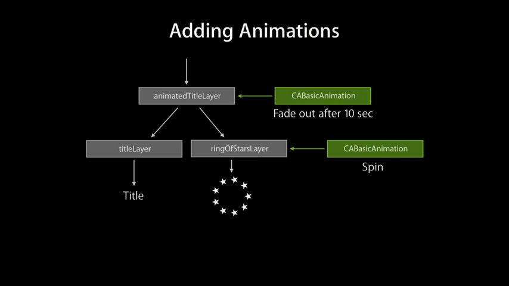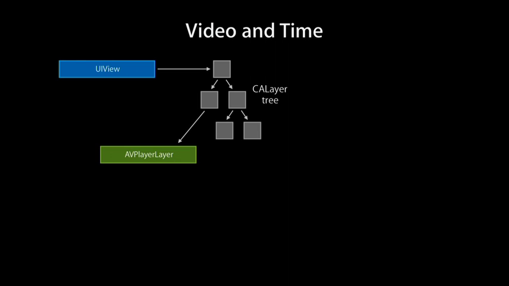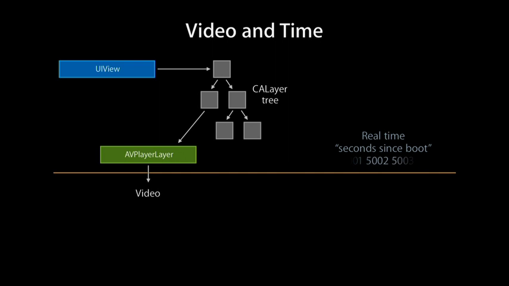But there's a problem. Our UI view is going to reference an AV player layer, or maybe some layer tree that contains that player layer. And that will bring in the video. But there's a distinction between times above the line and below the line. Above the line, things happen in real time, time since boot. Below the line, things happen in movie time, which can go forward or backward.